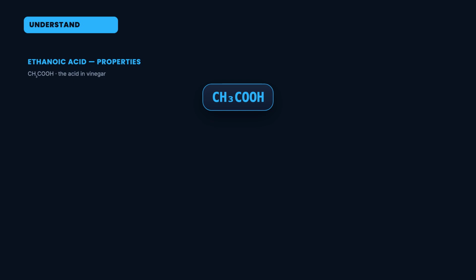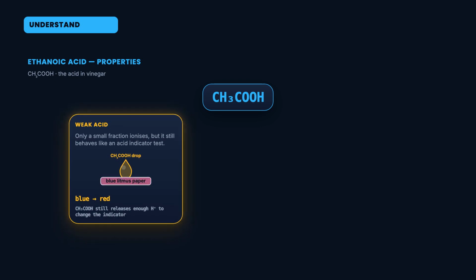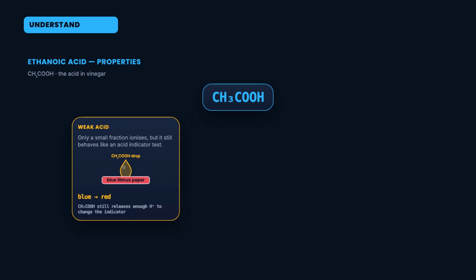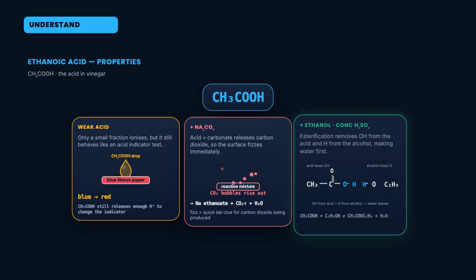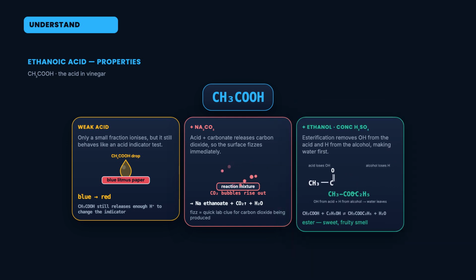Ethanoic acid, found in vinegar. 3 properties. It is a weak acid, turns blue litmus red. It reacts with sodium carbonate to give carbon dioxide, and it reacts with ethanol in the presence of sulfuric acid to form an ester, a sweet-smelling compound. This last reaction is called esterification.